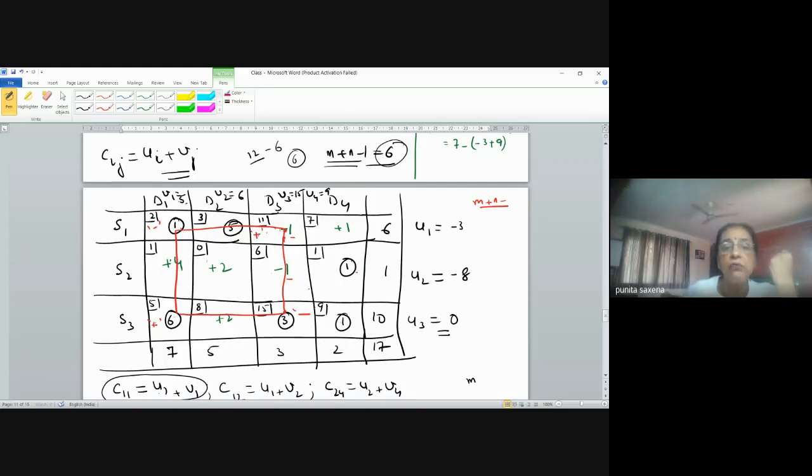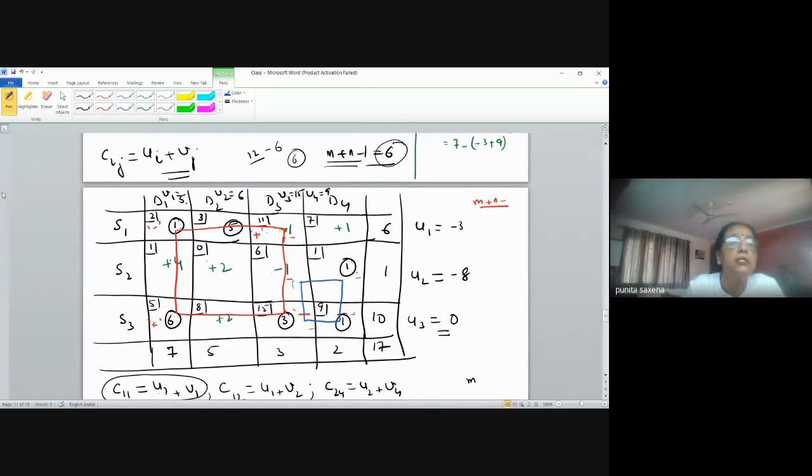The second choice was to start from this cell because dij was negative in both. So in that case, where does the loop form? From here, from here, from here, from here. I mean, let me do it with a different color. You know, I could have made a loop like this, though I'm not considering it now. We won't be considering it. This would have formed. So here it would be plus, here minus, here plus, here minus. We would have got a different loop then.